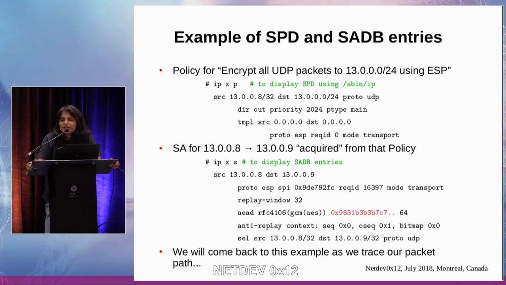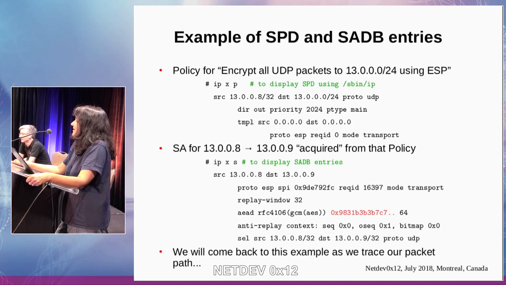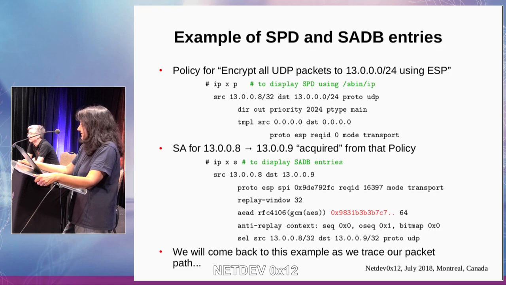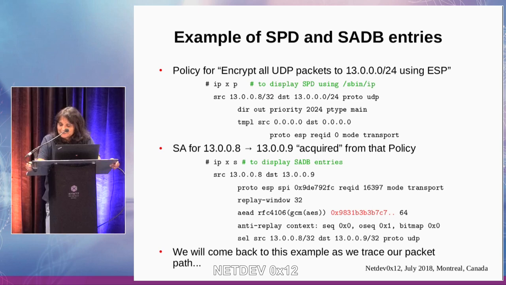For the examples I'll be looking at today, I had set up an SPD and an SADB entry in my test machine, and we'll be looking at this over and over again. Essentially, the policy I set up says to encrypt all UDP packets to the 13 subnet using ESP. That's the first thing you see in there. I've given the short form, ip xp, but the full long version is ip xfrm policy. What that does is dump the contents of your SPD. In my case, my host machine had a 13.8 local address, so that's what you see as the source. It's saying do ESP for all UDP packets to 13/24.